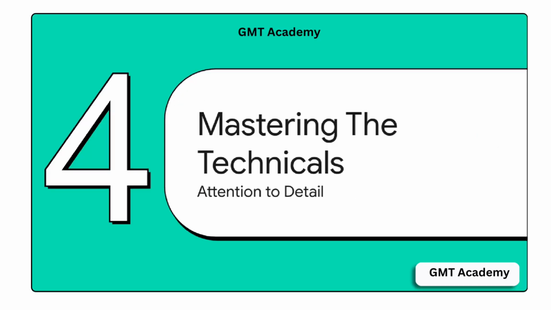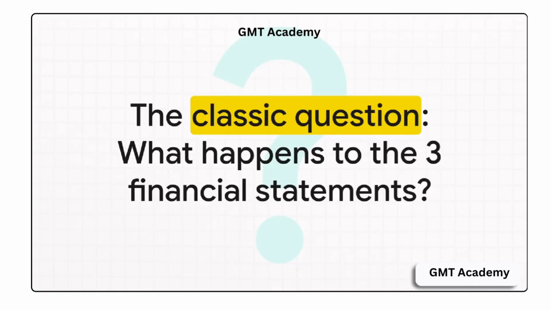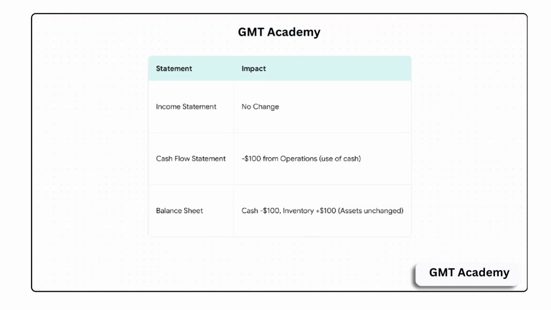All right, buckle up for our final section. We're going into the lightning round. These are the tricky accounting questions that really test whether you get how money actually flows through a company's veins. Here is a question you are almost guaranteed to hear in one form or another. Let's say a company uses $100 in cash to buy $100 of inventory. Walk me through what happens to the three financial statements: the income statement, the cash flow statement, and the balance sheet. Okay, let's walk through it.